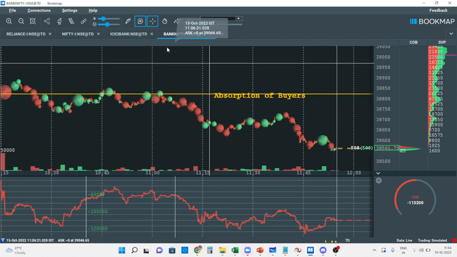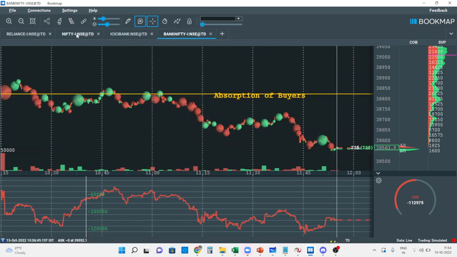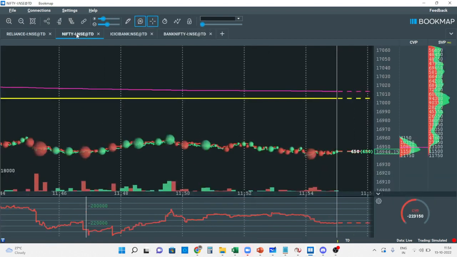So I can tell you, even Nifty and Bank Nifty also, more or less, the VWAP is not at all getting touched.